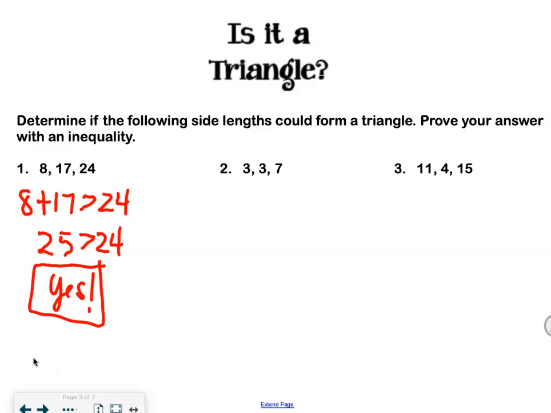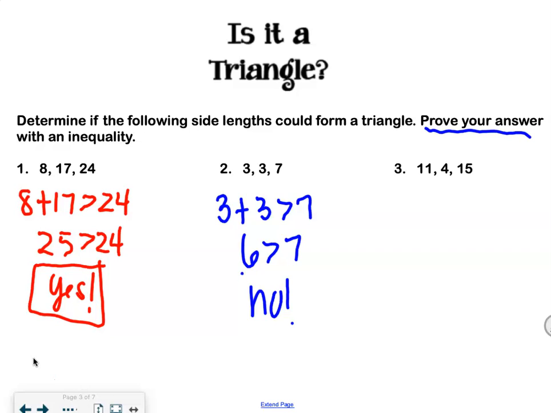What if they're equal? Nope. It has to be greater. So it's like a yes or no response. But you have to show the inequality, because that's how you're proving it. Prove your answer with an inequality. Is 6 bigger than 7? No. So it's not a triangle. Right, it wouldn't be able to happen.